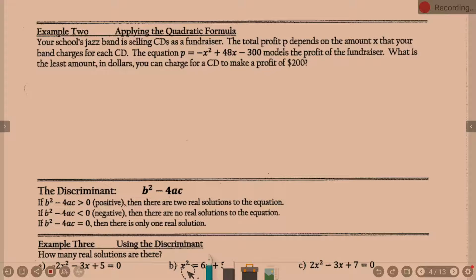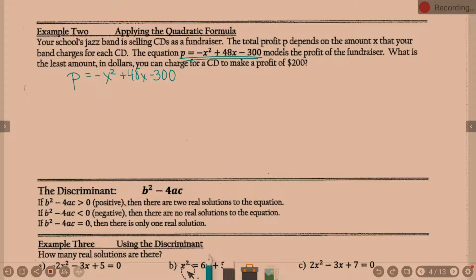Okay. Thoughts here? Okay. They give us an equation, right? And set it equal to what? The fact that they give me this equation, and this equation represents profit, right? And what are we doing here? Can you just put 200 where the P is?